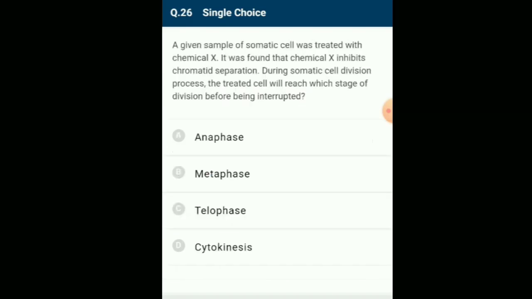Question number 26. A given sample of somatic cells was treated with chemical X. It was found that chemical X inhibits chromatid separation. During the somatic cell division process, the treated cell will reach which stage of cell division before being interrupted? X is colchicine, a mitotic inhibitor. It does not allow spindle fibers to be formed. Thus, condensation of chromosomes will occur and prophase will be completed, but metaphase won't be completed. So the answer for this question is option B, metaphase.